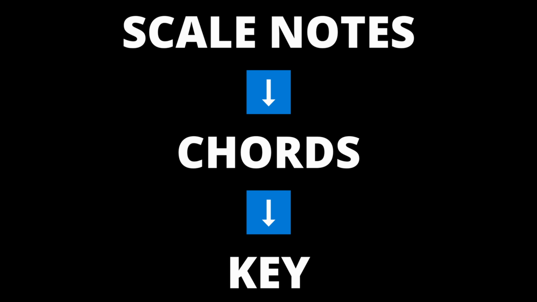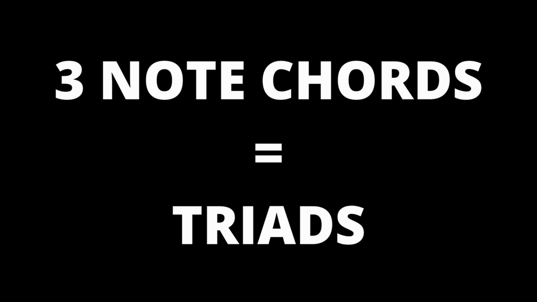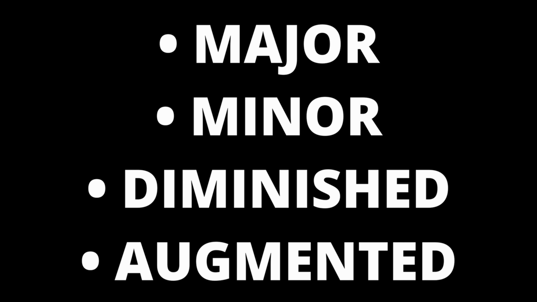You can use the notes from a scale or mode to create a series of chords. These chords are what make up a key in songwriting. The most basic chords are constructed with three notes and are called triads. They will be either major, minor, diminished, or augmented. Let's use the E Phrygian scale I showed you earlier to construct some chords.